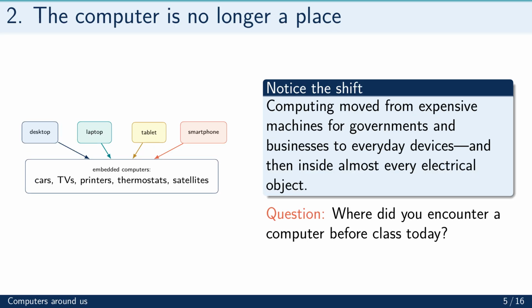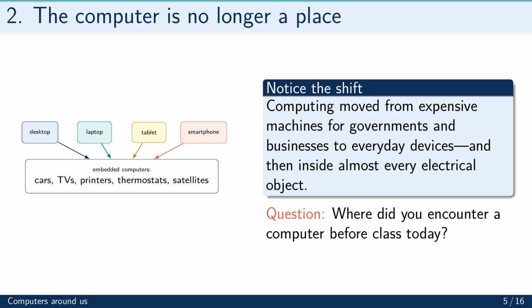The phrase computer once suggested a large, expensive machine located in a government office, a business, or a research laboratory. Today, computing is distributed across desktops, laptops, tablets, and smartphones. More importantly, computers are embedded inside cars, televisions, printers, thermostats, satellites, and many other electrical devices. An embedded computer may be invisible to the person using the larger product, but it still receives data, follows instructions, and produces actions or information.